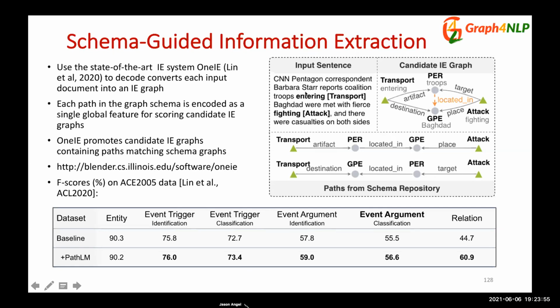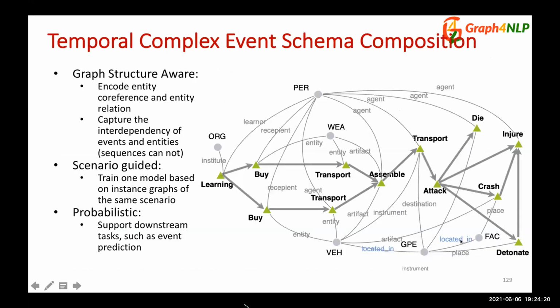And if you look at the sentence itself, it's very difficult to identify this located in relation between the person and the location because they are far away from each other in the input sentence. But using the graph schema, we can infer there's a located in relation between these two entities. So using this, we are able to improve every IE component significantly, especially for relation extraction.